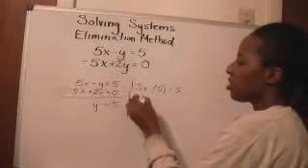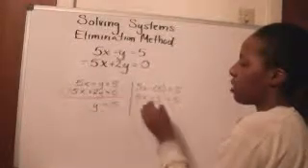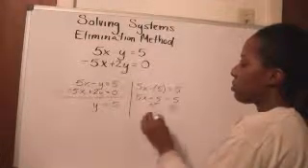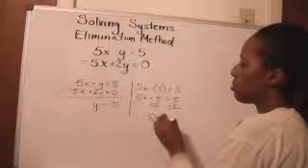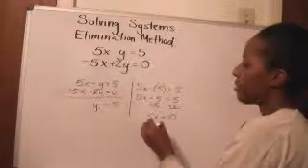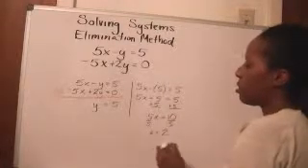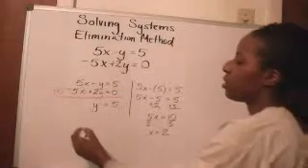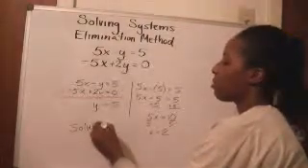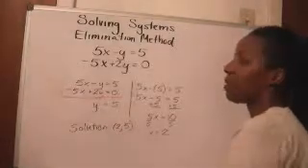Okay, so this is really just 5x minus 5. I'm going to add 5 to both sides. And then I'm going to divide both sides by 5. And x comes out to be 2. So our solution for this system is 2, comma 5.